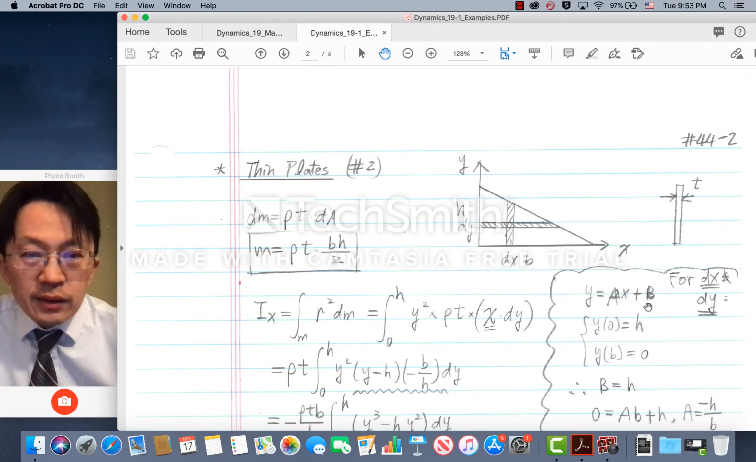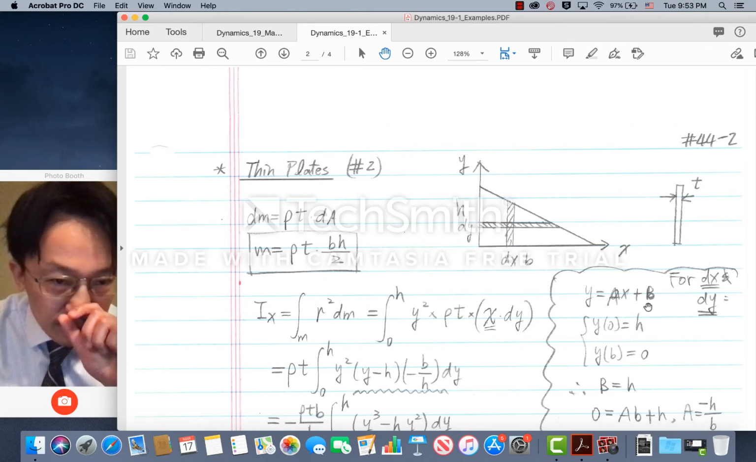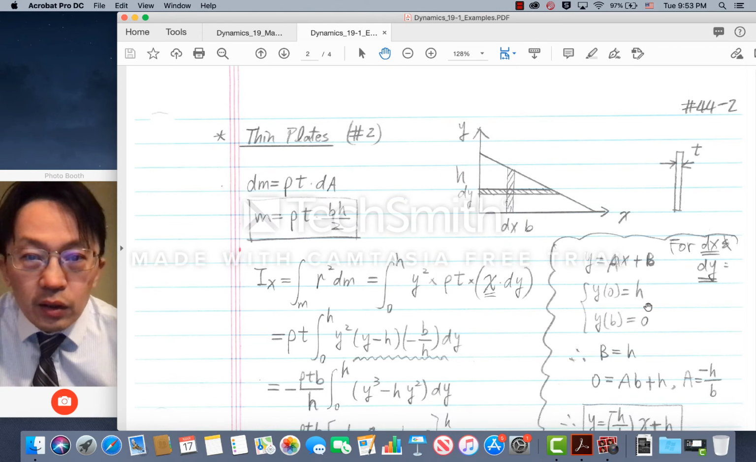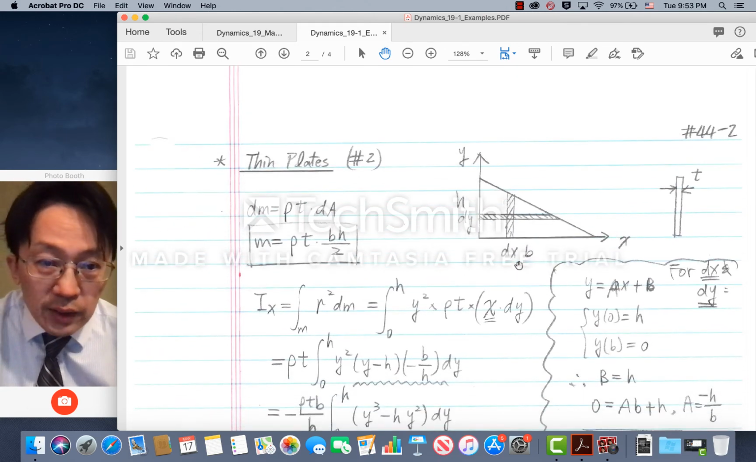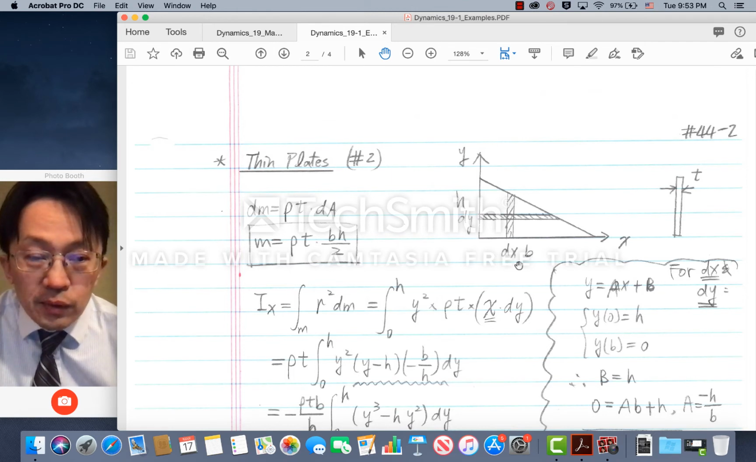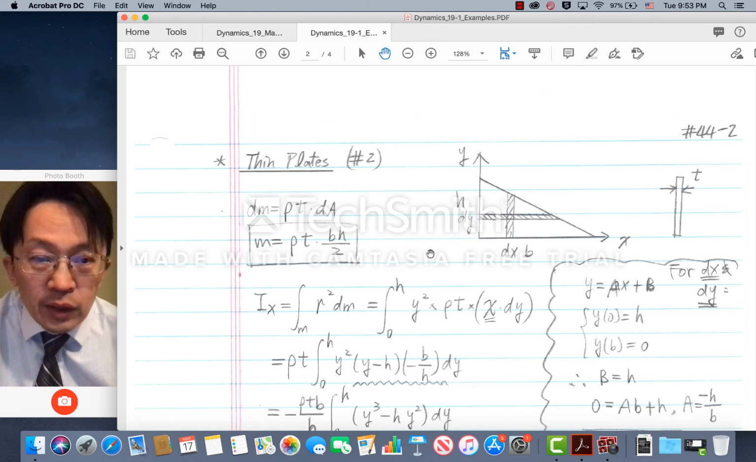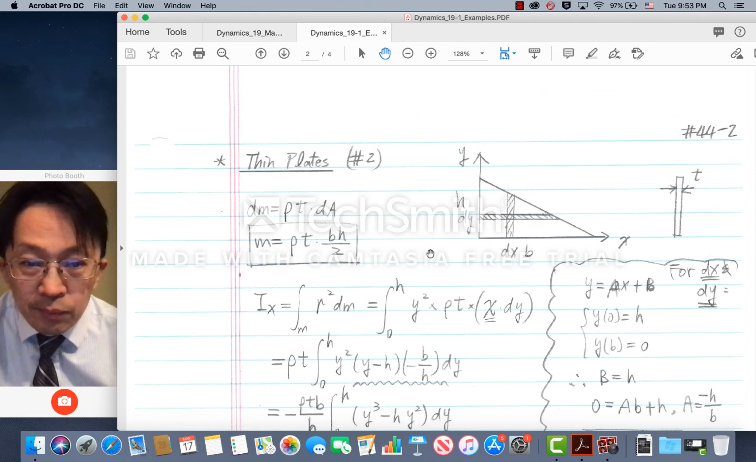Let's consider the third case. Now, we want to consider not a rectangular plate, but a triangular plate. So here the mass is not that difficult as long as you figure out how to calculate the unit mass in terms of unit volume.